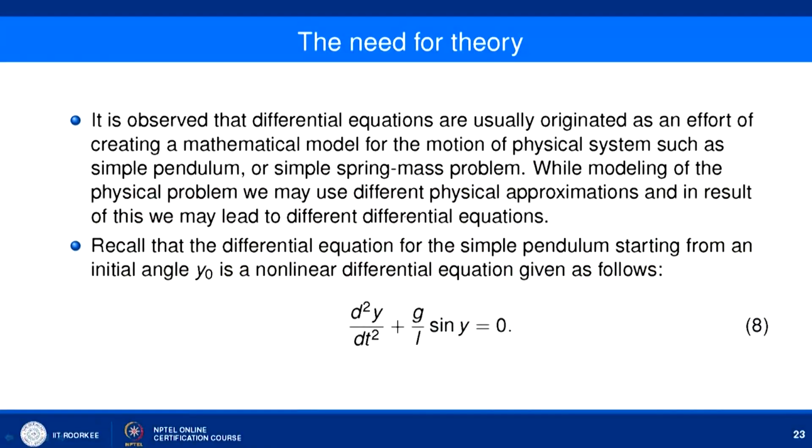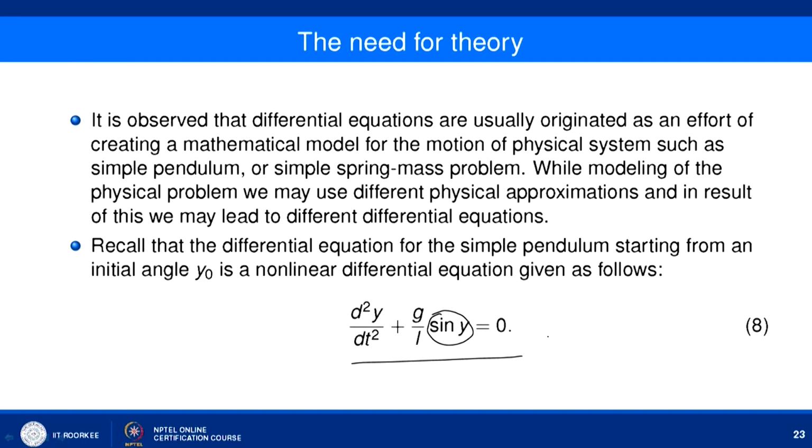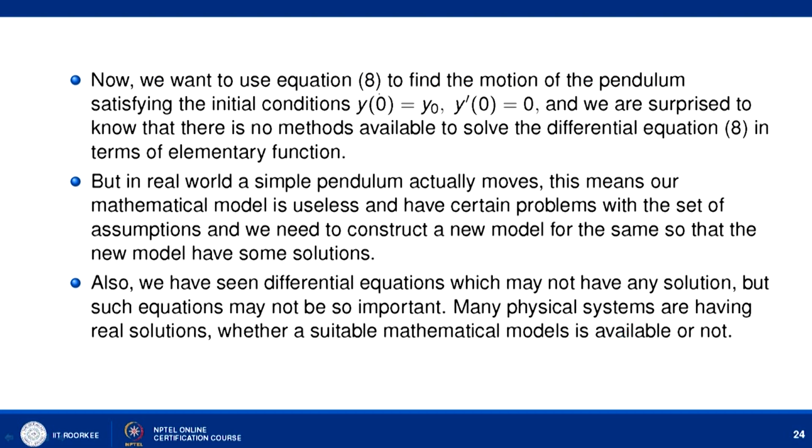So, recall that the differential equation for the simple pendulum starting from an initial angle y naught is a nonlinear differential equation given as follows. This is what I am talking about, that initially we write it like this. Then we assume that sine y is approximated by y, by assuming that the initial angle is very small. In that case, we get a simple equation, y double dash plus g by L y equal to 0. Right. Look at here, we want to use equation 8 to find the motion of the pendulum satisfying the initial condition y of 0 equal to y naught and initial velocity y dash of 0 equal to 0.